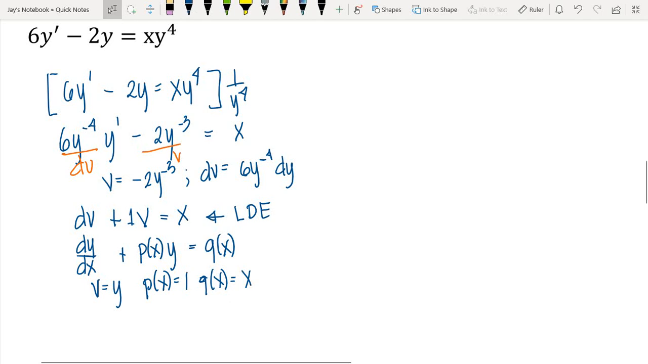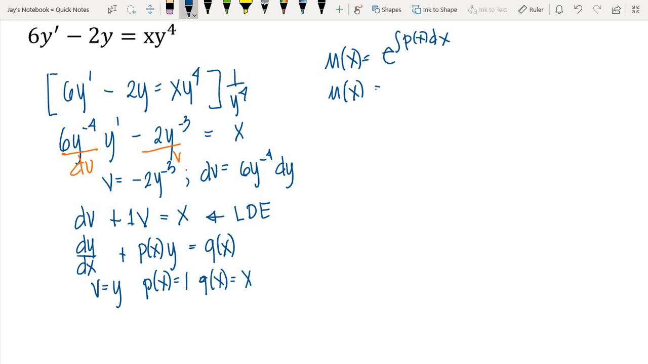So in computing the general solution of a linear equation, we first compute our integrating factor, which is our mu(x). Mu(x) is equivalent to e raised to the integral of P(x) dx. Now we have our P(x) is equal to 1, and this is now the integral of 1 dx, correct? So our mu(x) here is equal to e^x, correct?